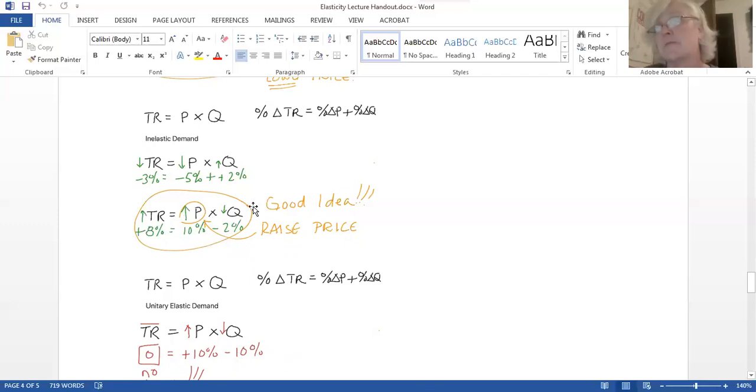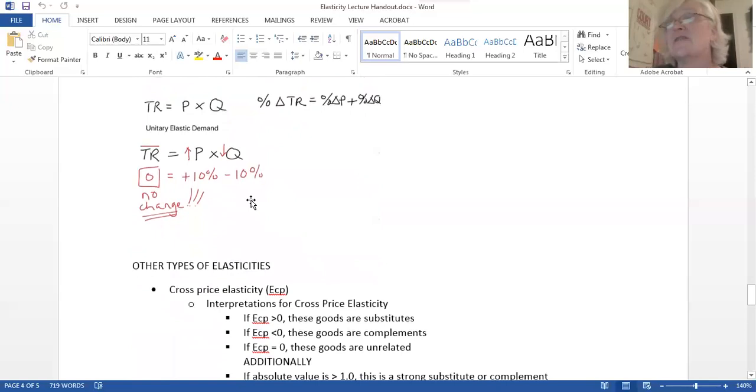My boss loves me. On the other hand, if it's the third case where it's unitary elastic demand, raise my price 10%, my quantity falls exactly 10, no change, don't do it, stay put. So that's just a little bit more illustration of what's going on behind the decision-making rule when you know your elasticity, how you respond as a firm.